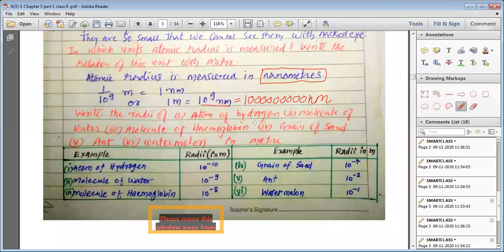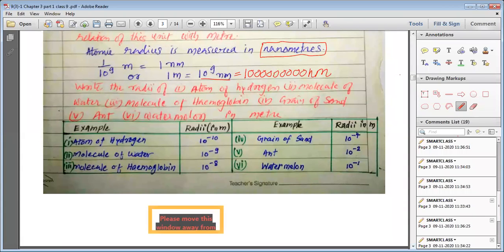Write the radius of atoms of hydrogen, molecule of water, molecule of hemoglobin, grain of sand and watermelon in meter. देखिए इनकी जो रेडियस है वो हमें मीटर में लिखनी है. तो atom of hydrogen has the radius of 10 to the power minus 10 meter. मतलब 1 मीटर को हम कितने से डिवाइड करेंगे? 10 टू द पावर 10. 1 मीटर को इतने बड़े नंबर से जब हम डिवाइड करते हैं तो हमें हाइड्रोजन की रेडियस मिलती है बच्चों. इसी से आप समझ सकते हैं कि हाउ स्मॉल इज द रेडियस ऑफ द हाइड्रोजन.